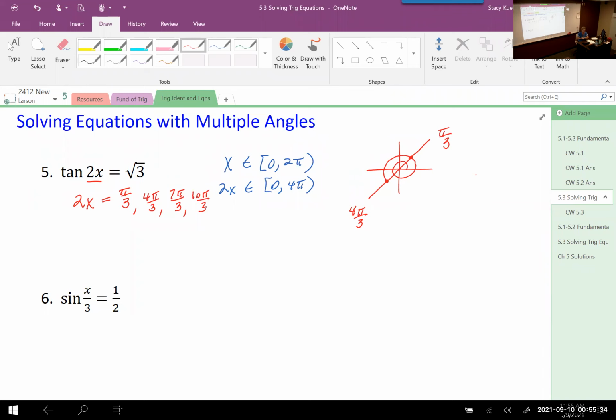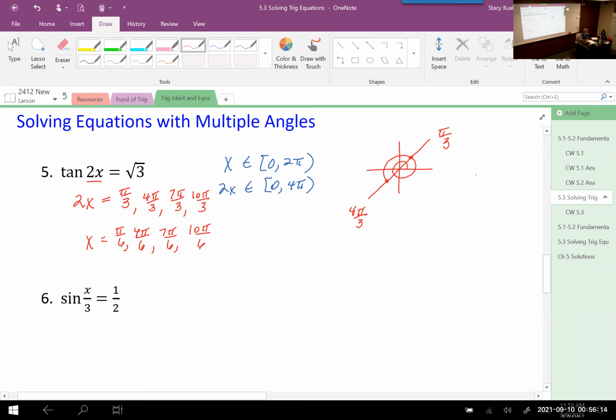Okay, so I usually draw a picture and I keep rotating around so that I can figure out those coterminal angles. Now, I haven't solved for x. So now I've got to come in here and divide everything by 2, which is the same thing as multiplying by 1/2. So that would be pi over 6, 4 pi over 6, 7 pi over 6, and 10 pi over 6, which of course you would reduce if you needed to, which we do.